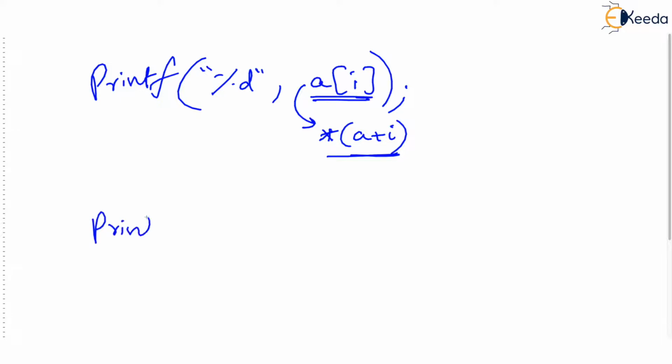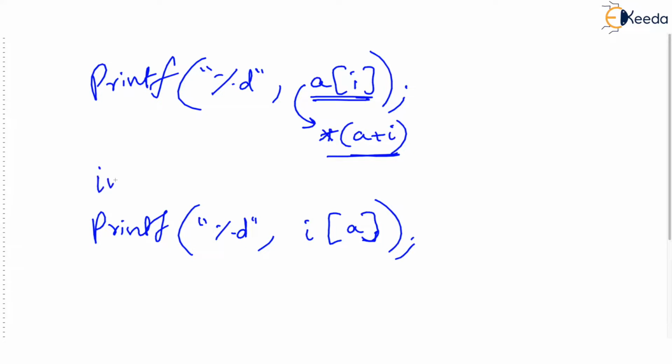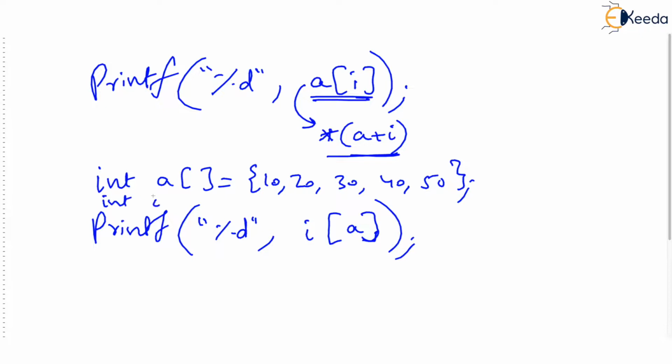You just check, as a programmer, mischievously, you write this as printf("%d", I[A]). Now this is too much. Initially for any programmer, this is too much. I mean, let's see, suppose we have an array A which is having 10, 20, 30, 40, 50, okay? And then I have int I, one more variable, which is 3.